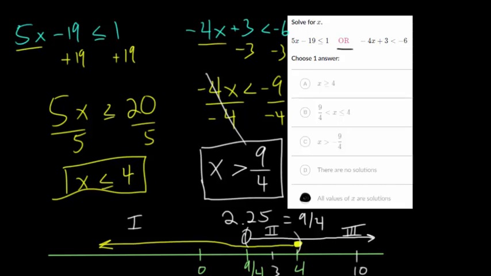So let's do one final question. This will, again, be kind of a strange one with an interesting answer. So let me just make a little more room.